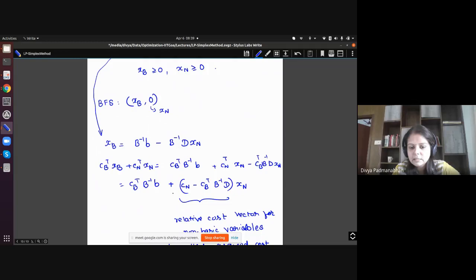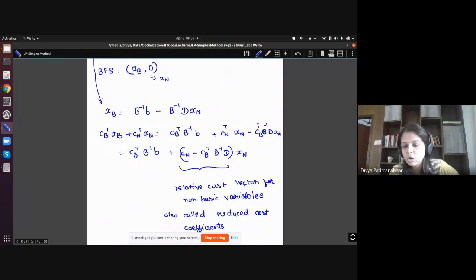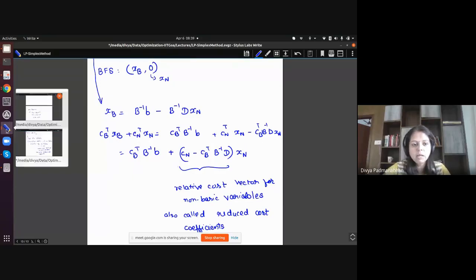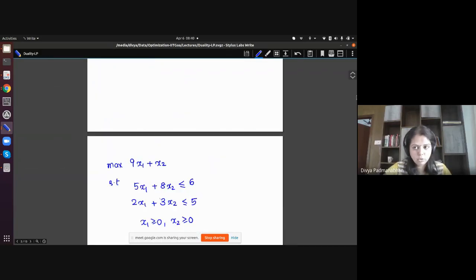So now there is this dependence on xn. Of course xn is 0 for this basic feasible solution, but these are what is called the relative cost vectors. You use this as a criterion for deciding the next basic variable to enter. These are the relative cost vector, also called reduced cost coefficients. Now these have some connections with what is called the dual form of a linear program. So that's what we will do today.